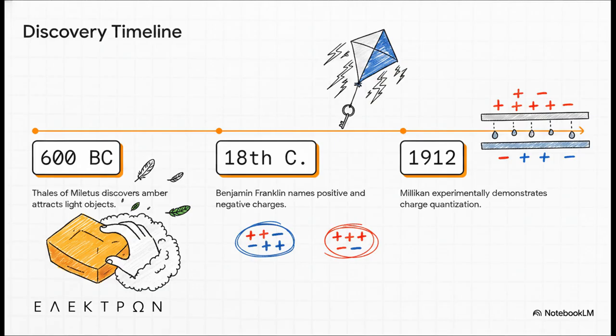Fun fact for you, the modern word electricity actually comes from electron, which is the Greek word for amber. Fast forward to the 18th century, and it was the American scientist Benjamin Franklin who officially gave us the names for the polarities we still use today, positive and negative. And finally, culminating in 1912, Millikan experimentally demonstrated the quantization of charge.